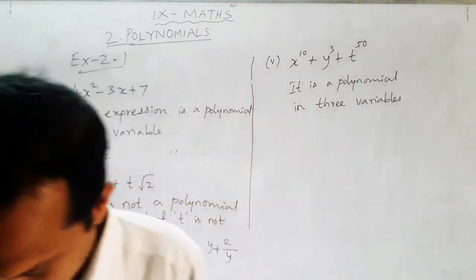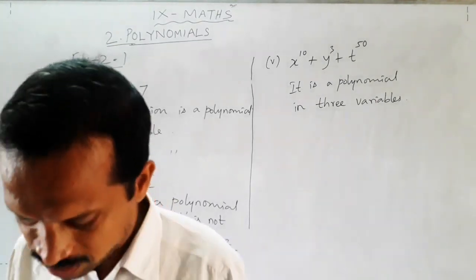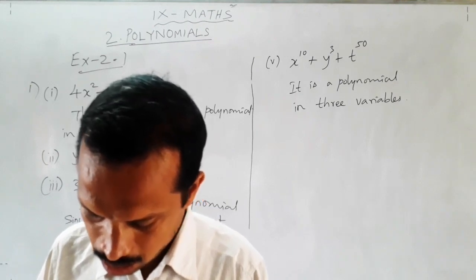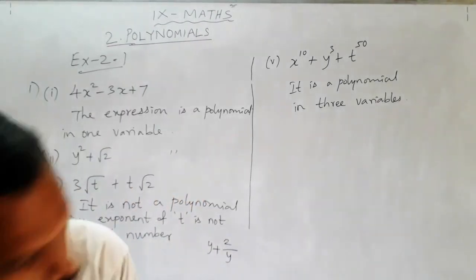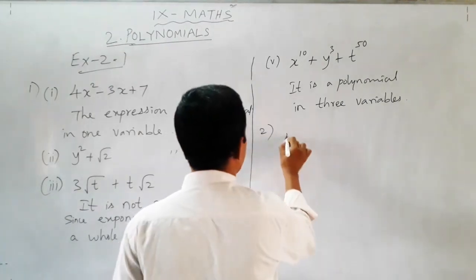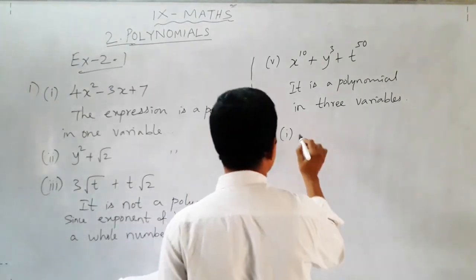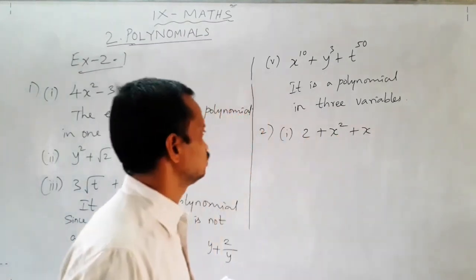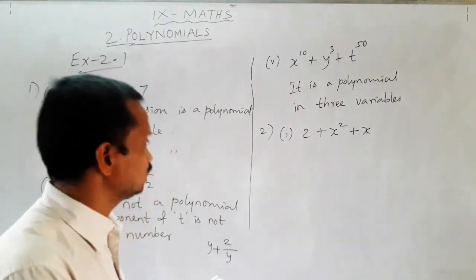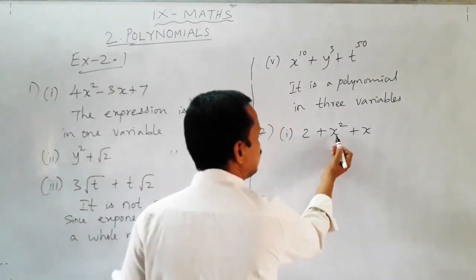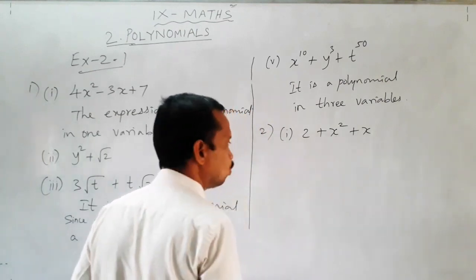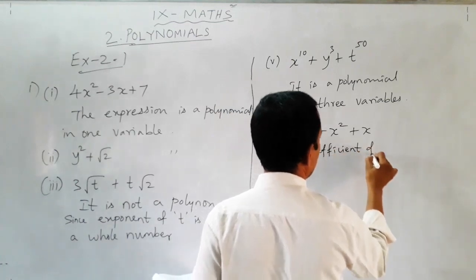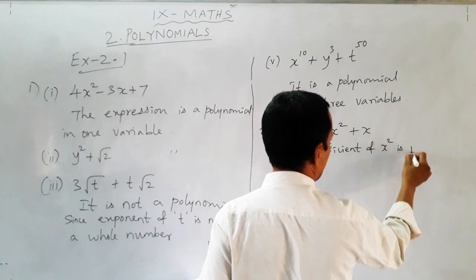That's all, option 1. And coming to question number 2, write the coefficients of x square in each of the following. I will just write all the options, but you have to do as homework. Second question, option 1, 2 plus x square plus x. So simple answer. They are asking the x square coefficient. What is the x square coefficient? It is the x square term. So coefficient of x square is 1.